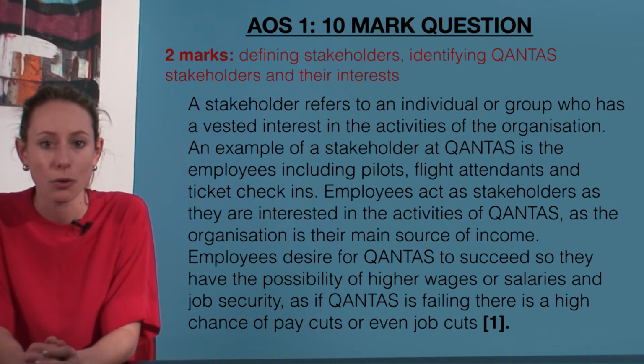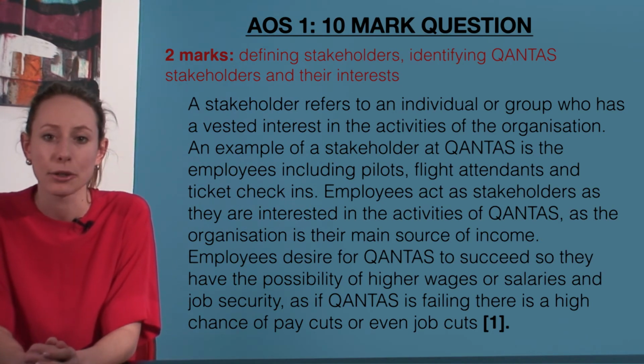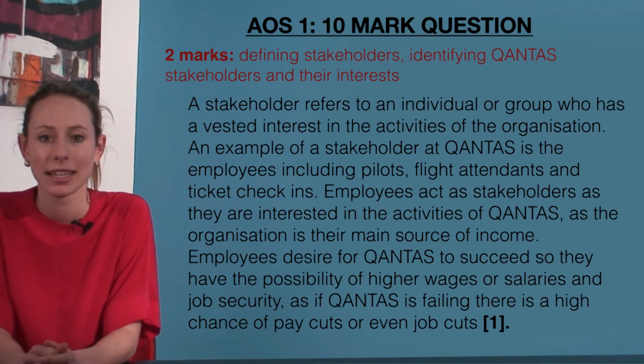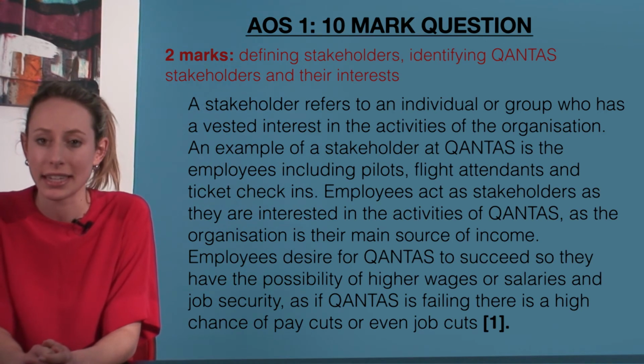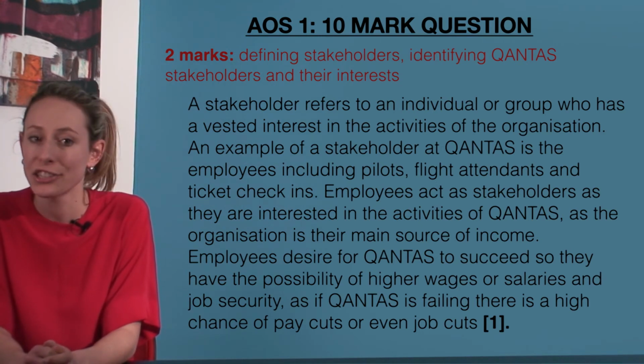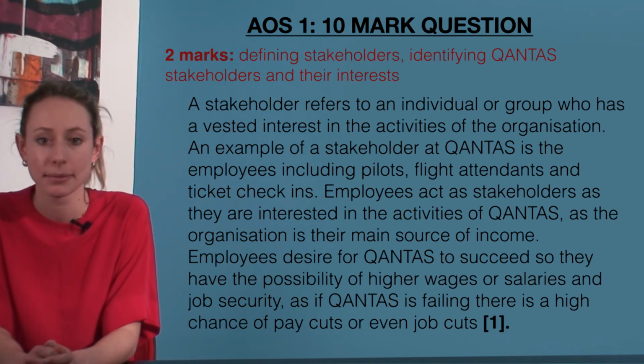An example of a stakeholder at Qantas is the employees, including pilots, flight attendants, and ticket check-ins. Employees act as stakeholders, as they are interested in the activities of Qantas, as the organisation is their main source of income. Employees desire for Qantas to succeed, so they have the possibility of higher wages or salaries and job security, as if Qantas is failing, there is a high chance of pay cuts or even job cuts.